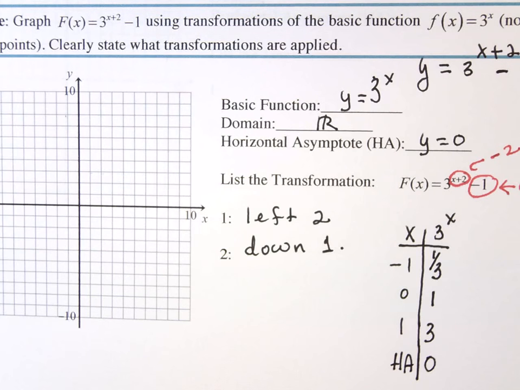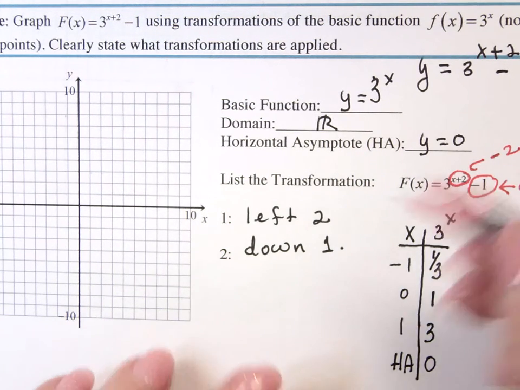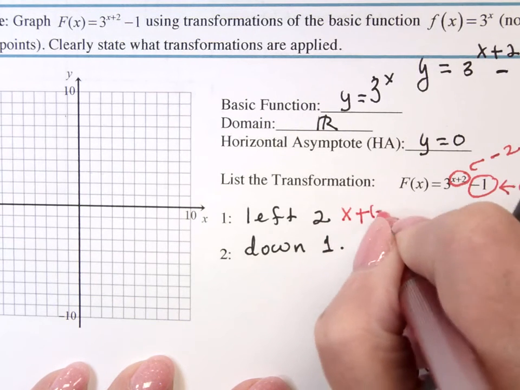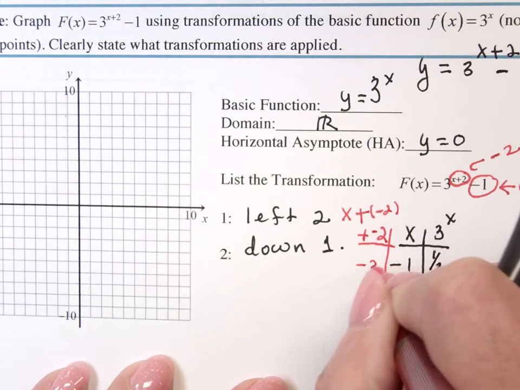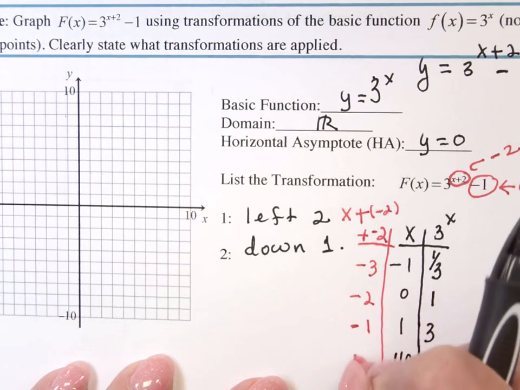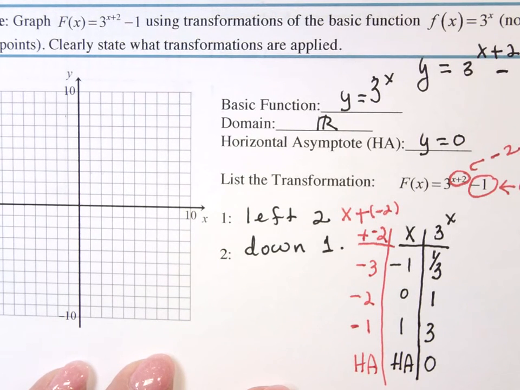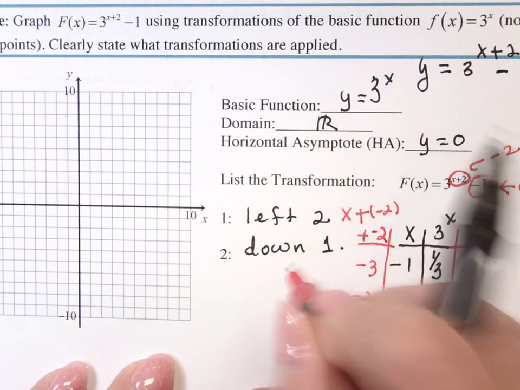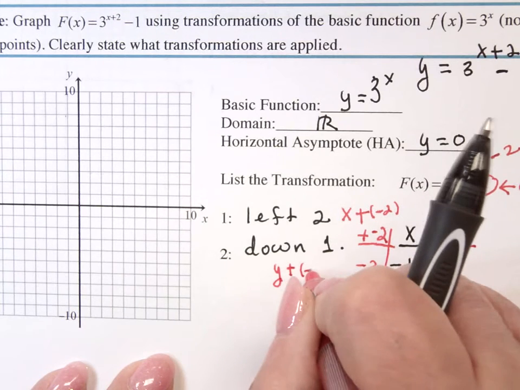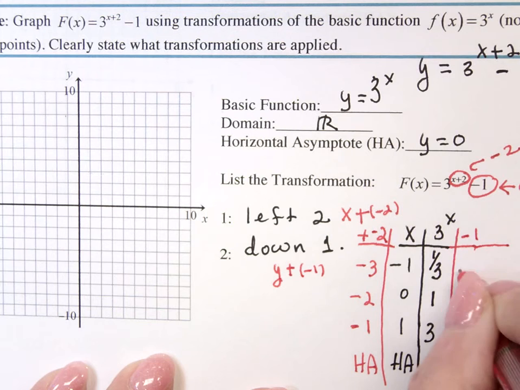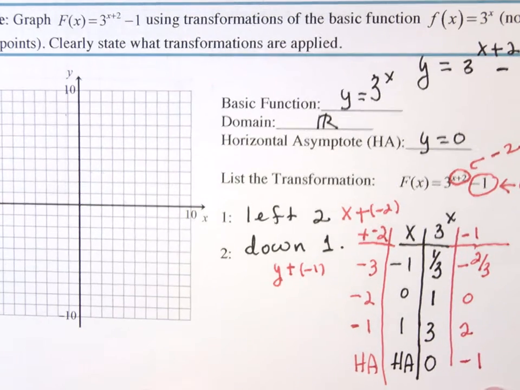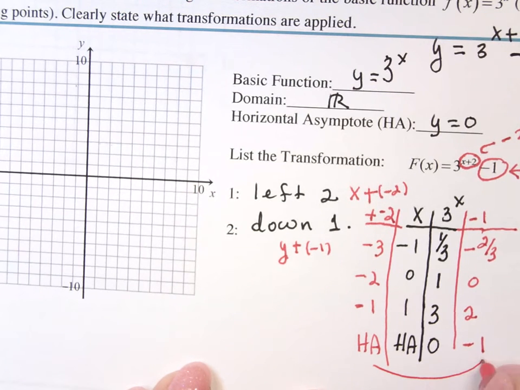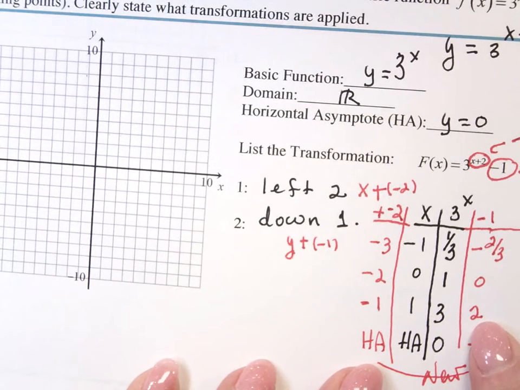HA shifts. So left 2 means I'm going to take the x values and I'm going to add a negative 2. So this would be negative 3, negative 2, negative 1, and HA, because you can't add a number to the letters. Down 1 means I'm now going to take the y values and I'm going to add a negative 1. This becomes negative 2/3, 0, 2, negative 1. Now notice that shifted my HA. So the HA is now at negative 1, and this is going to be the shift in the graph. So those are my new coordinate points.